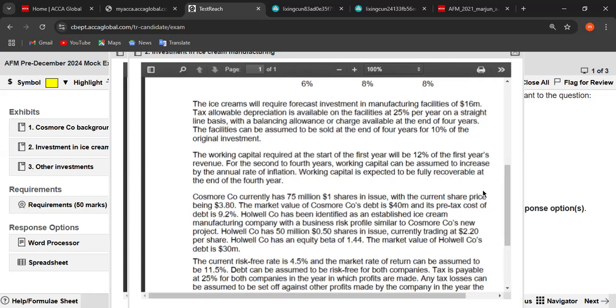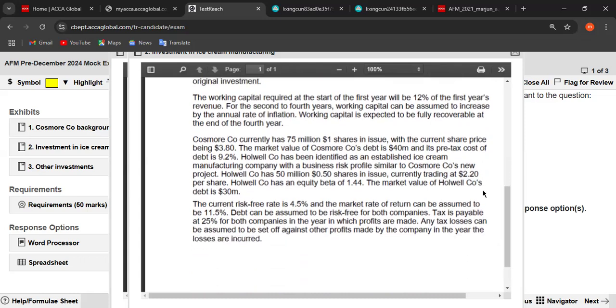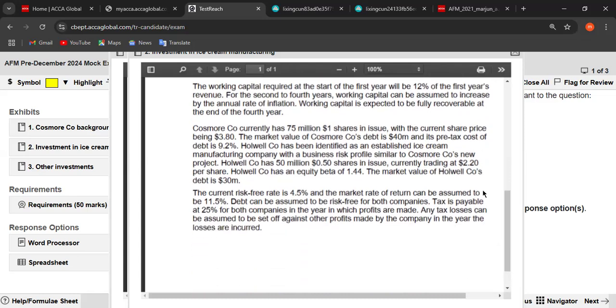The current risk-free rate was given as 4.5. The market return assumed to be 11.5. That can be assumed to be risk-free. Taxes payable 25% for both companies in the year in which profits are made. Any tax losses can be assumed to be set off against other profits made by company in the year in which the losses are incurred.